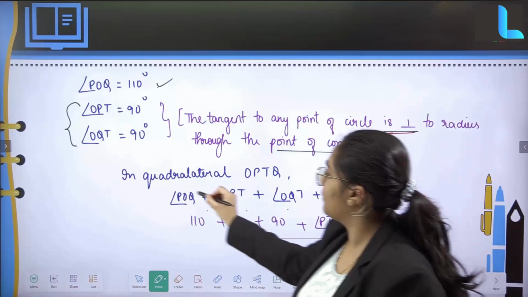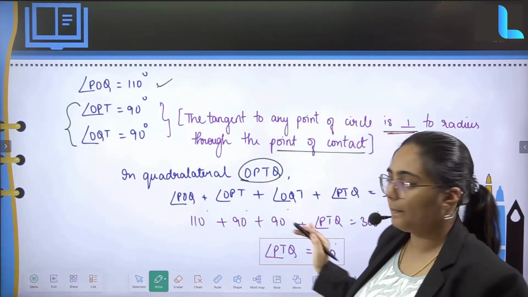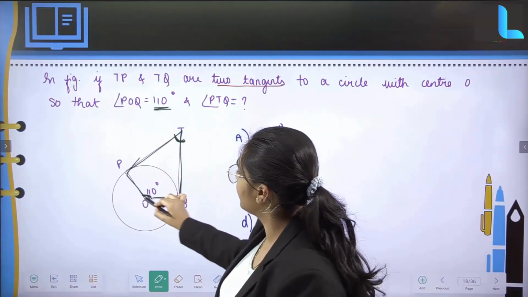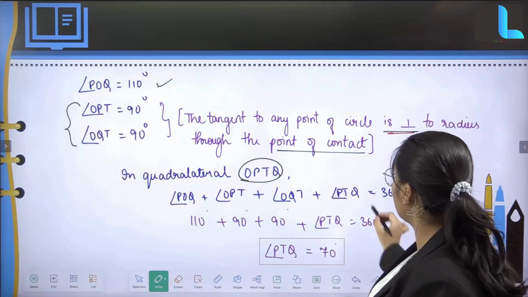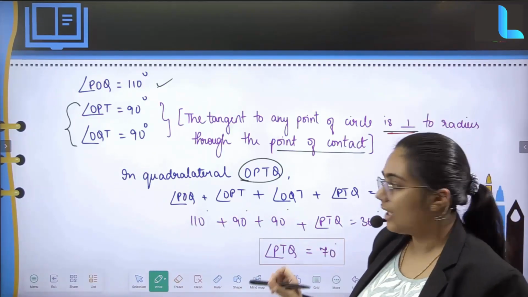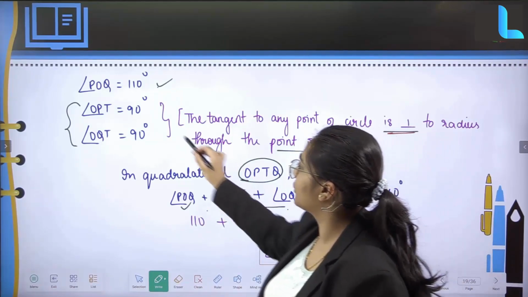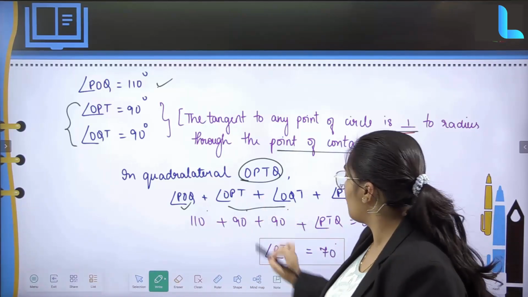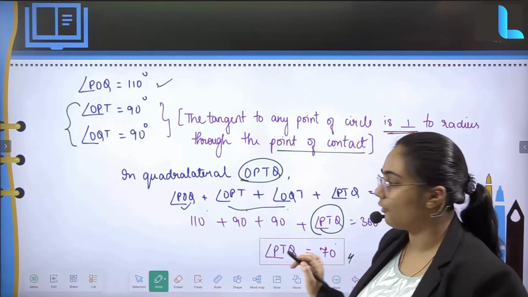So suppose now you have a quadrilateral which is formed, which is going to be OPTQ, this whole thing is a quadrilateral now. The sum of all the angles has to be equal to 360 degrees. This angle has been provided and these two we just found out using tangent perpendicular to radius. So PTQ is what is remaining, and that is what you have to find.